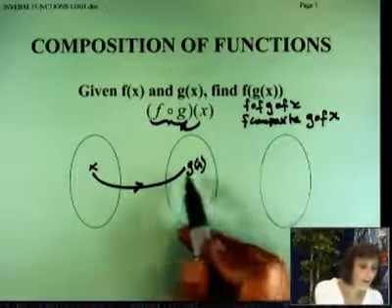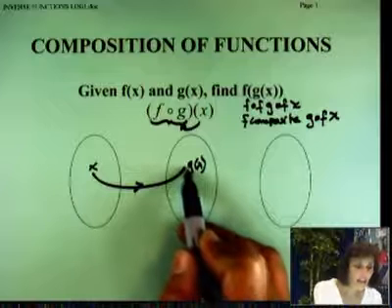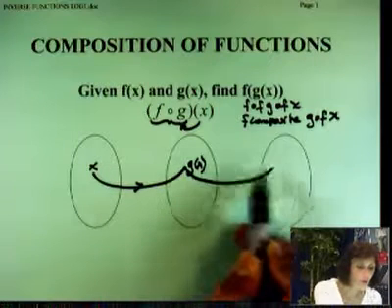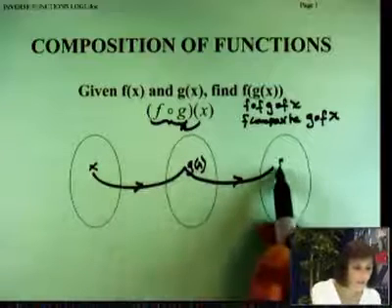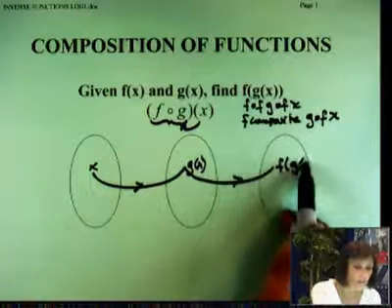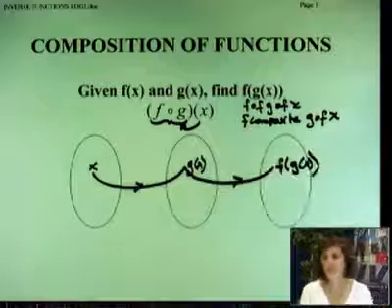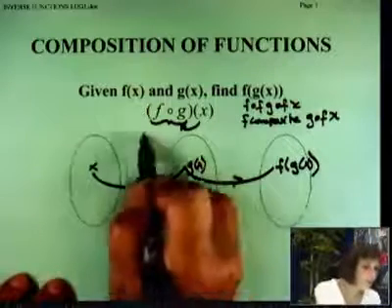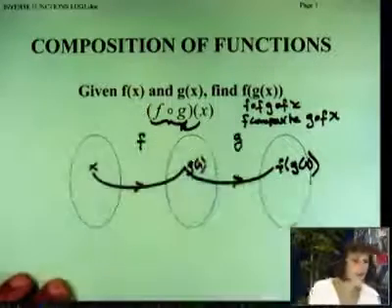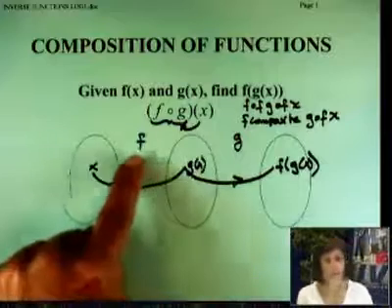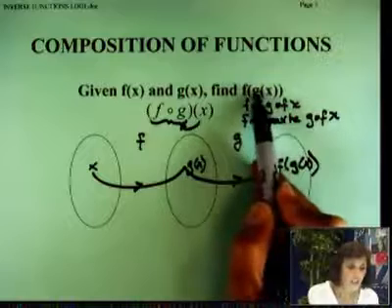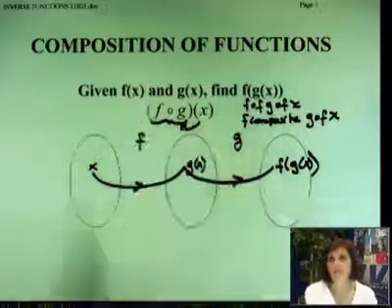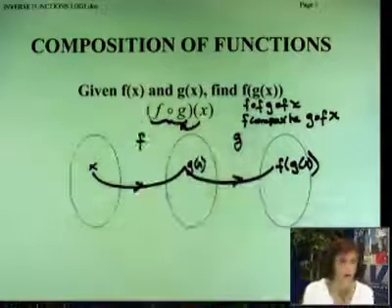Now, after g, you're going to apply f to that. Not to this, but to that. So you're going to do f of g of x. So this is called composition. So you do g here and you do f next. But you do g first and then you do f next. So this is x, g, f. So remember that. Okay? All right.